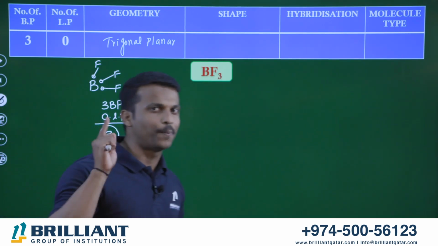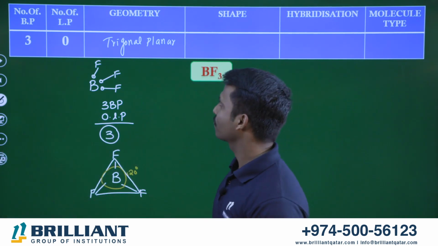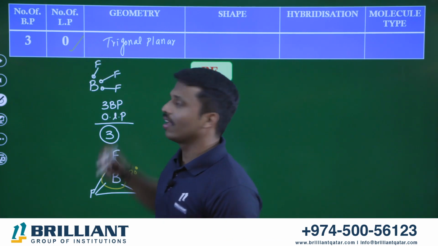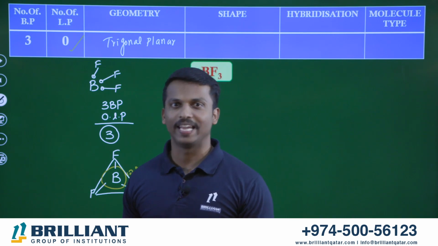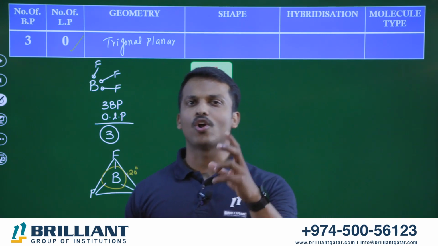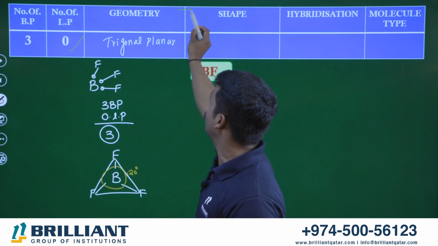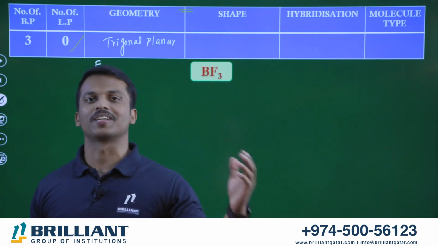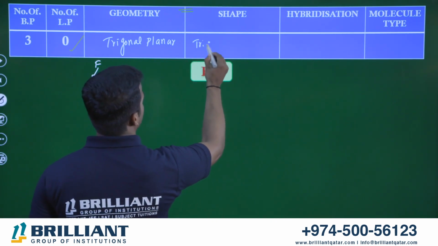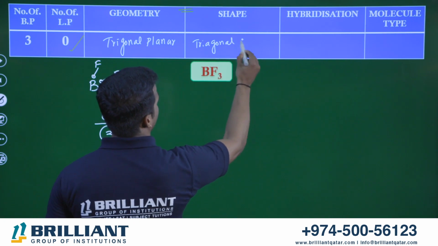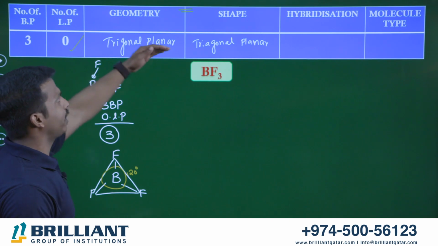I told you one of the points in the previous example. What was that? Can you remember? If the number of lone pairs is equal to 0 in a system, geometry equals shape. Geometry and shape both are the same. So trigonal planar means here the shape also we can say is trigonal planar. Why, when lone pair is equal to 0, are geometry and shape equal?